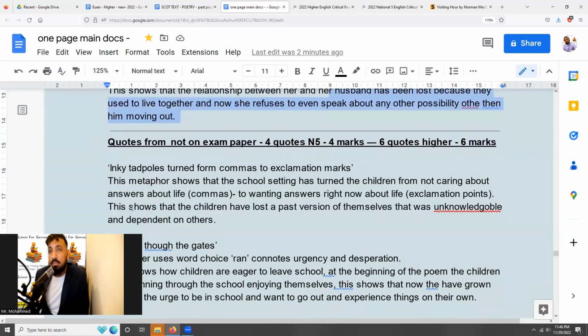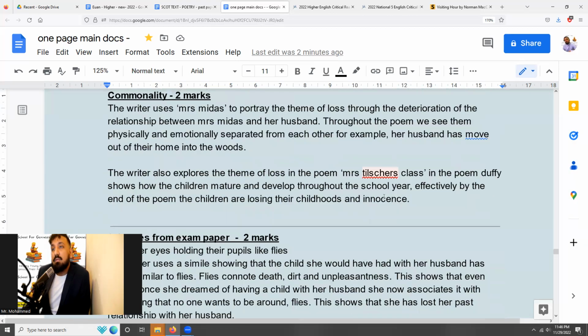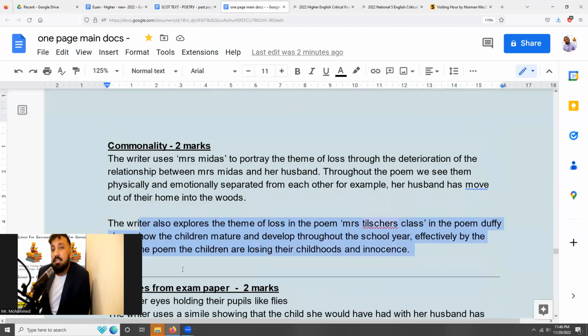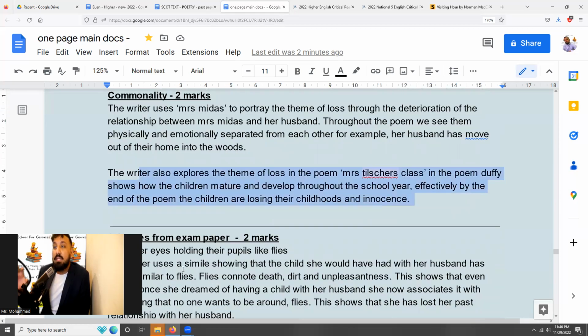Okay, now we go on to the final part, which is 6 quotes for Higher, 4 quotes for National 5, that she had memorized. So here's our first quote. She uses metaphor, she uses imagery. And at the end, you see how she connects it to the commonality, yeah? What she said about that text, or, if this was just one text, what she said about what's not on the extract, what's not on the exam paper, the other part.